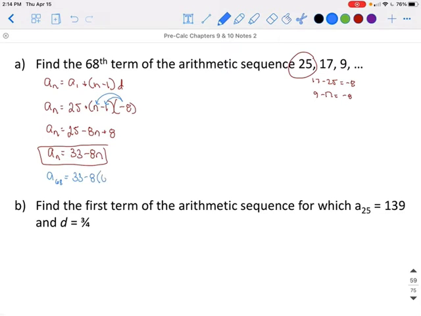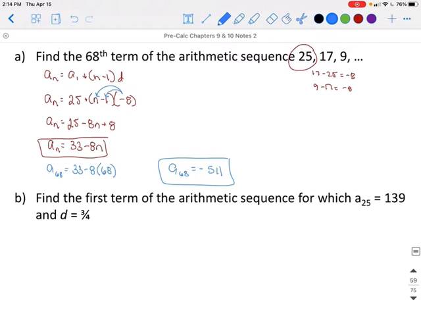Now with that explicit formula, we want to find the 68th term. So we're going to do 33 minus 8 times 68, because our n value in this case is 68. And it's going to tell us the 68th term in this sequence should be negative 511.